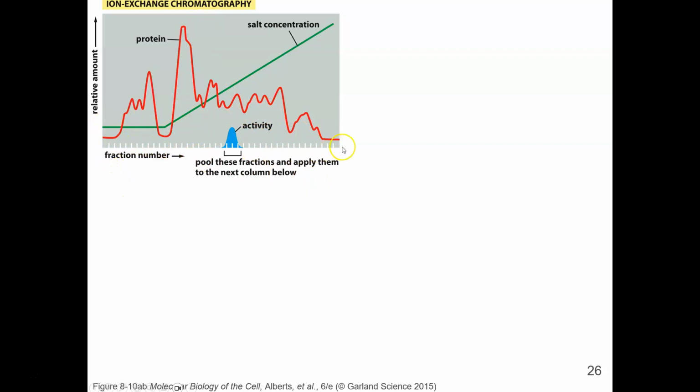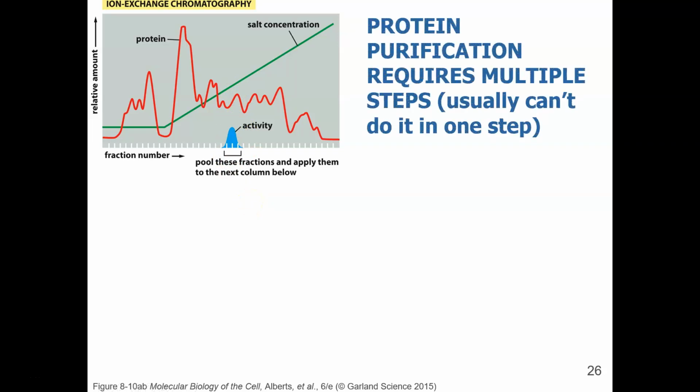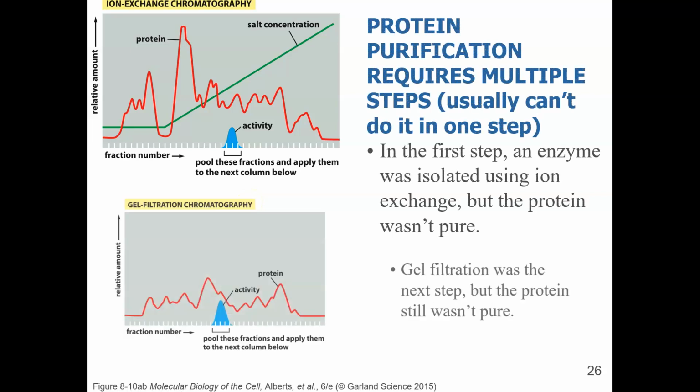So I collect all these fractions and say it's an enzyme. So what I do is I have to go through every single one of these tubes, and I have to do an enzyme assay until I find my protein. So I have an assay, so there it is. So I don't know, maybe it's this peak right here. So I pool these fractions, and then I will do another step.